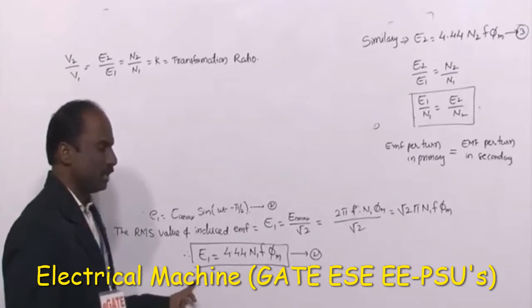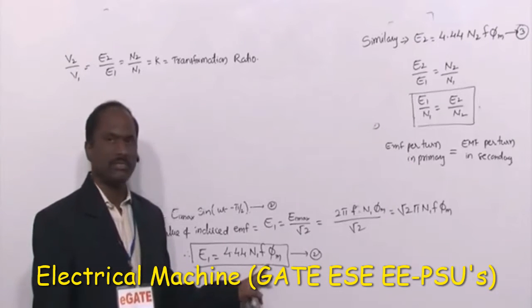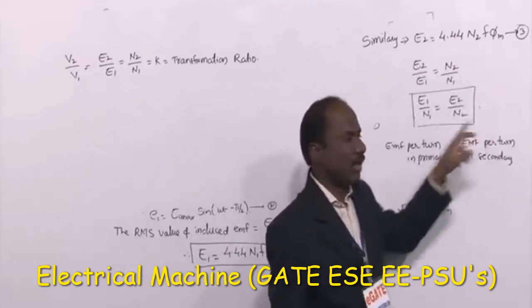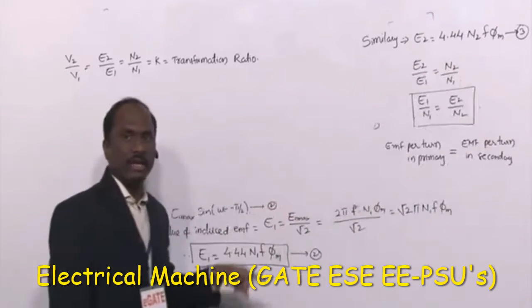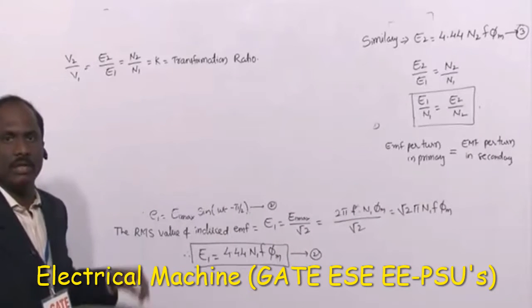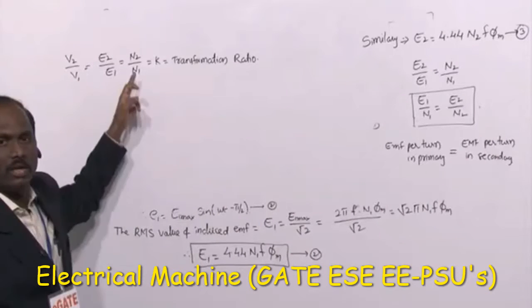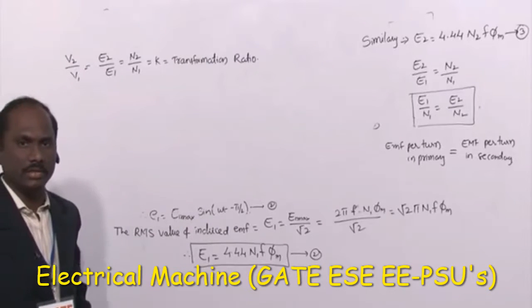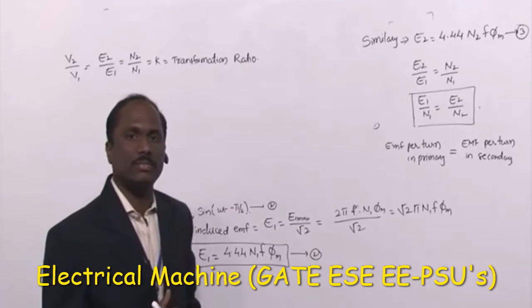So here finally E1 is 4.44 N1 f phi m, E2 is 4.44 N2 f phi m, and E1 by N1 is equal to E2 by N2, and V2 by V1 is N2 by N1, that is equal to K, which is called the transformation ratio. So what is the purpose of this transformation ratio?